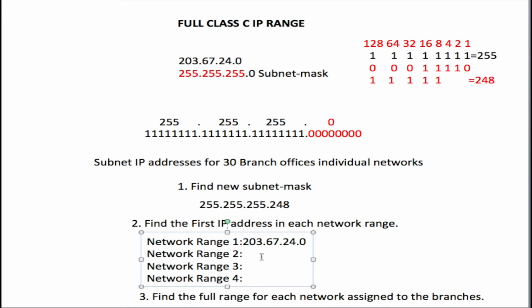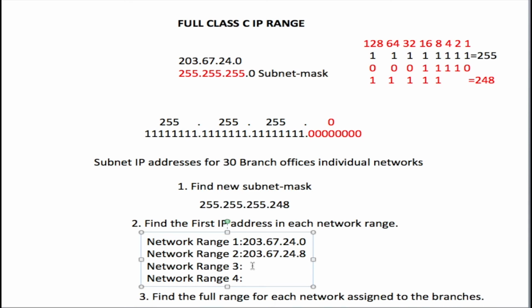So the next one, what will the network IP be for range number 2? Well, the way we would work this out, we will go back to the binary code here, and we'll look for the least significant bit. We know this first one here, 128, is the most significant bit. So 8 is the least significant bit of this code. So we'll go back here and we will type 203.67.24.8. The range is now 8 because the least significant bit is 8.